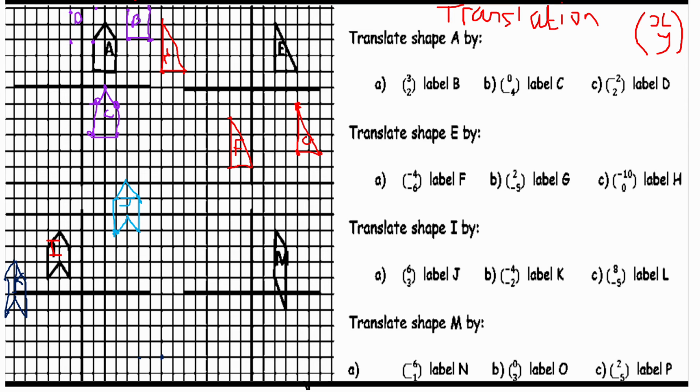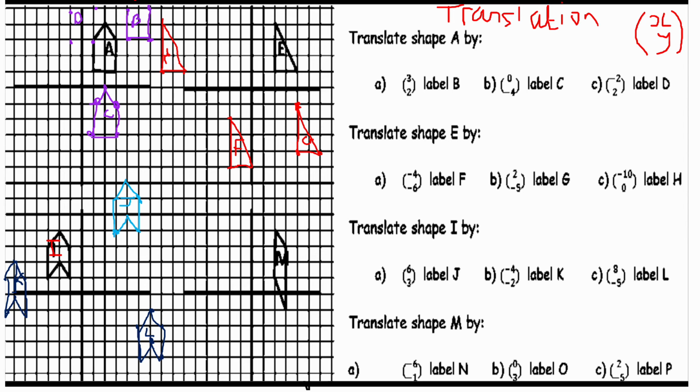The next point's going to be here. Okay, then it's going to be there. Then it's going to be there. Then it's going to be there. And then it's going to be there. Okay, and I'm going to label that as L.